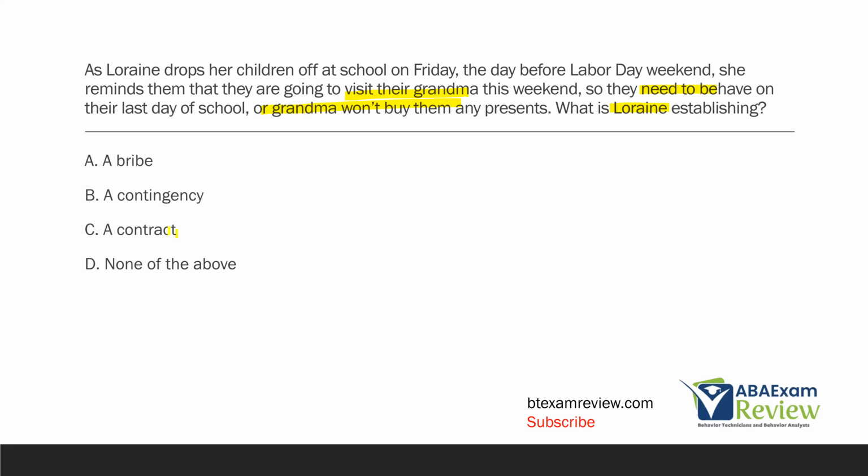It's not a contract, right? We're not signing anything, okay? It's simply a verbal contingency. If you behave, you'll get presents. If you don't behave, grandma won't buy you any presents. This is a contingency. Understand the difference between a bribe and a contingency, which is very often misunderstood. Understand why we don't use bribes, and instead we use contingencies. Why are contingencies better? Why are they more powerful? Why are they what we use in ABA?